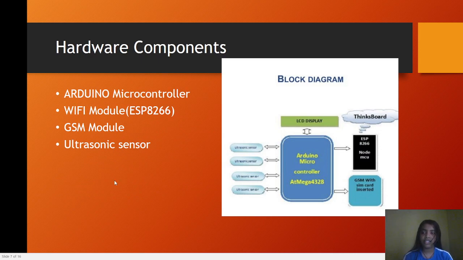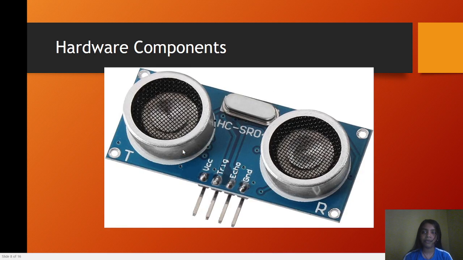Hardware components. It has an Arduino microcontroller, an ATmega328 board, the ESP8266 Wi-Fi module, a GSM module with a SIM card inserted, and an ultrasonic sensor. These are the hardware components: Arduino microcontroller, Wi-Fi module, GSM module, and ultrasonic sensor.